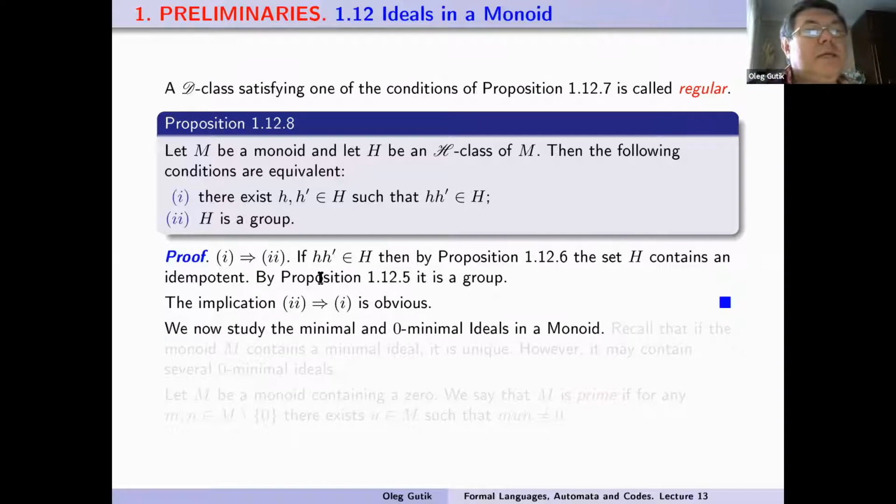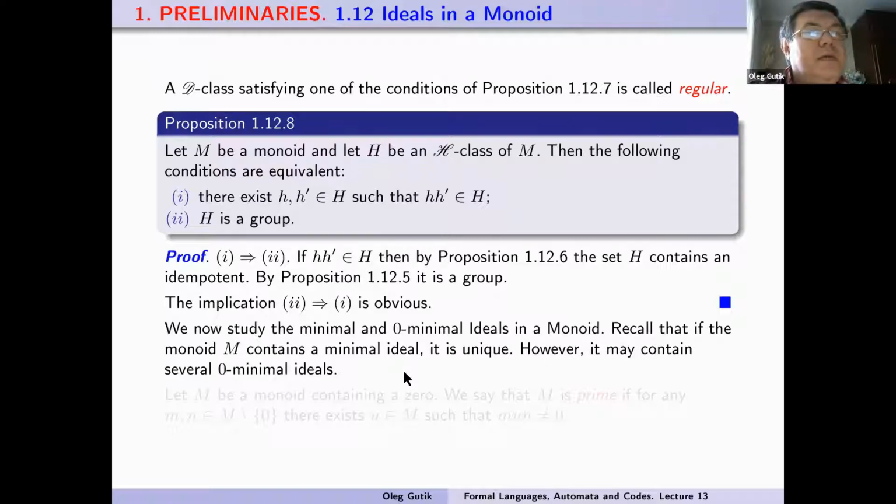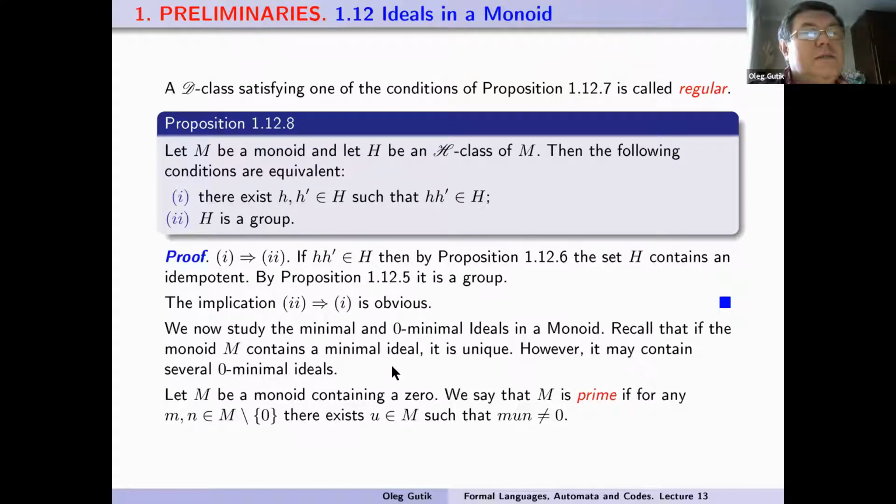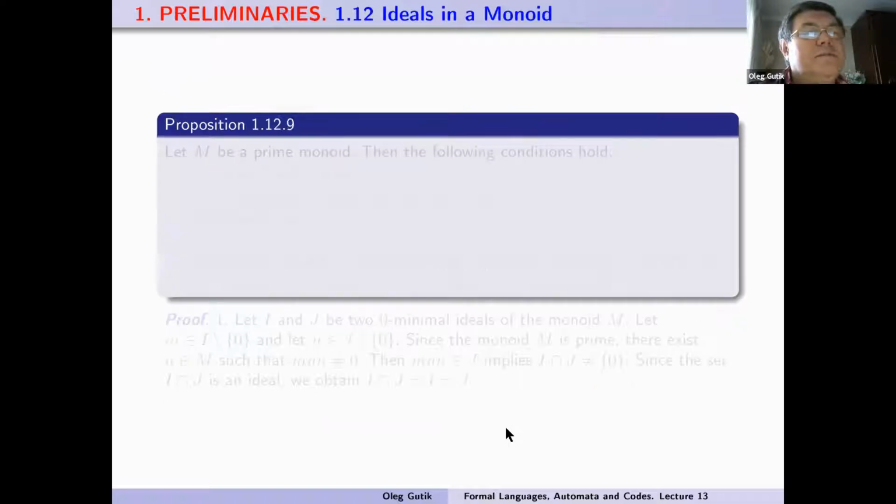We now study the minimal and zero minimal ideals in a monoid. Recall that if the monoid M contains a minimal ideal, it is unique. However, it may contain several zero minimal ideals. Let M be a monoid containing a zero. We say that M capital is prime if for any M, N from M without 0 there exists an element U from M capital such that M U N is not equal to 0.